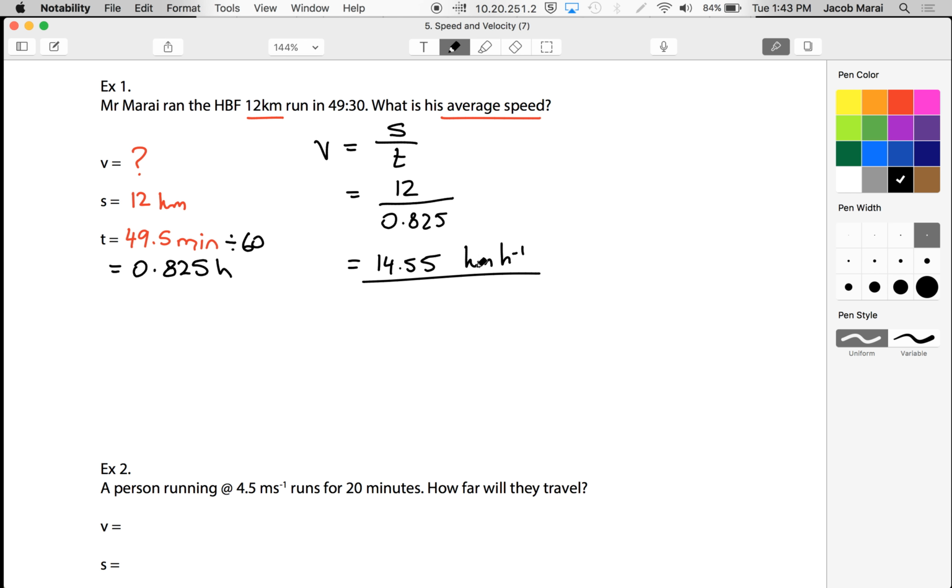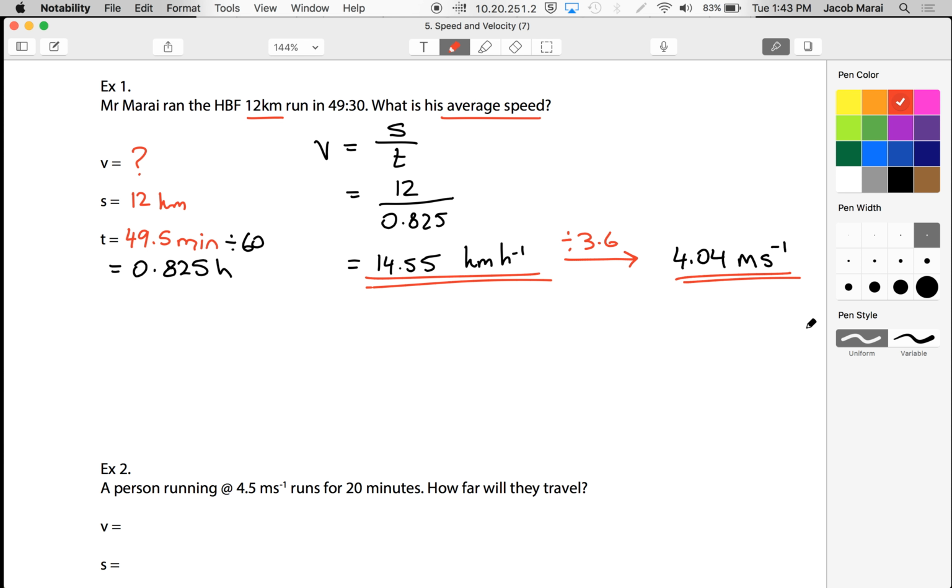If I hadn't converted, it would have been kilometers per minute. I could have done 12 kilometers divided by 49.5 minutes, and that would have been 0.24 kilometers per minute, which is not a useful unit. We want either meters per second or kilometers per hour. If I wanted to figure out that in meters per second, I can still use my conversion. Our conversion was you divide by 3.6, and that will give 4.04 meters per second.